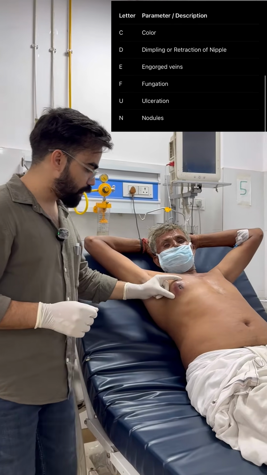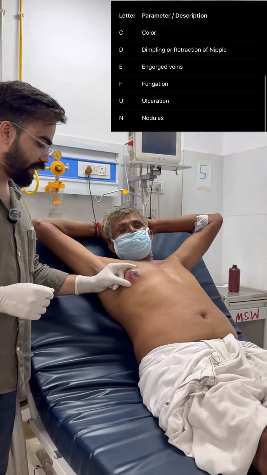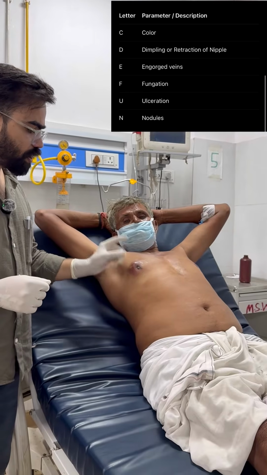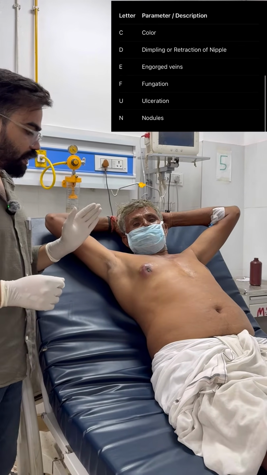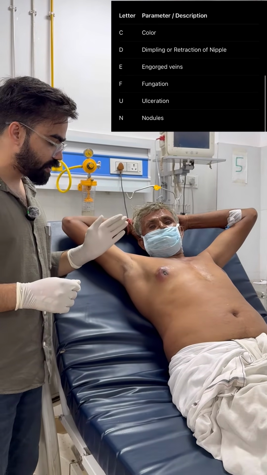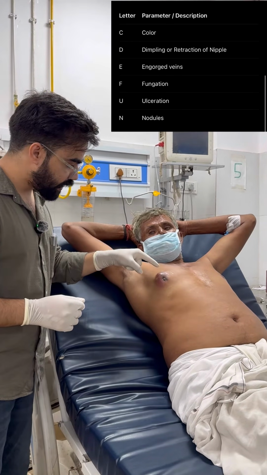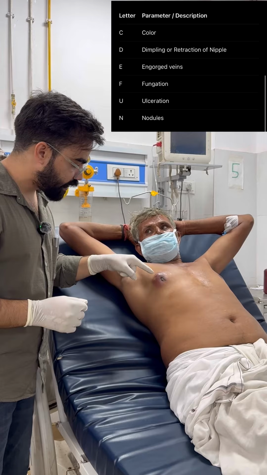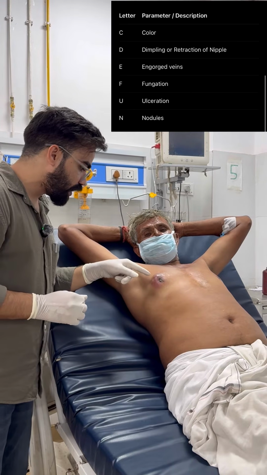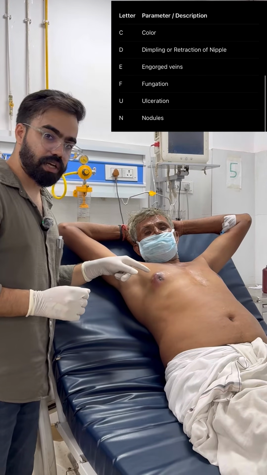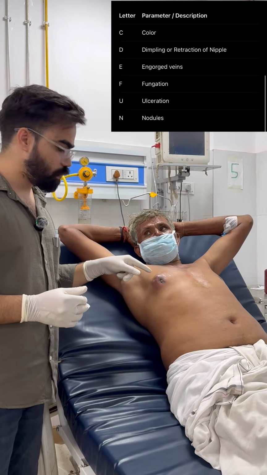So, here our patient has a swelling in the right breast. Just by seeing, what I can make out is the color of the swelling is reddish and it looks like it's inflamed. There are areas which are bright red and then there is a small area which is whitish in color, mainly suggestive of pus.